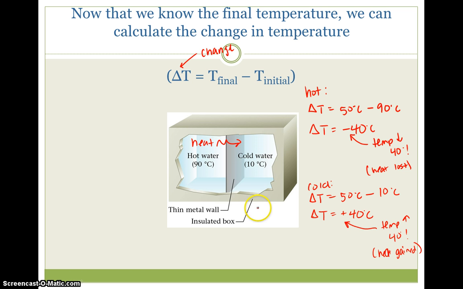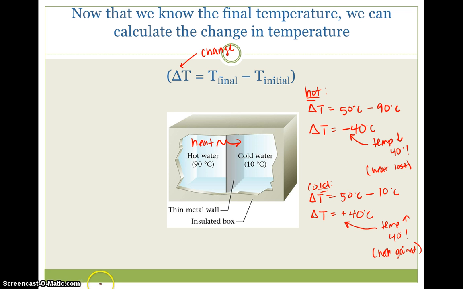And that's super, super important, that we can define whether heat's being gained or heat's being lost, because that is our sole focus in chemistry: who's gaining heat or who's losing heat. So we can use temperature change to help us figure out who's losing and who's gaining.